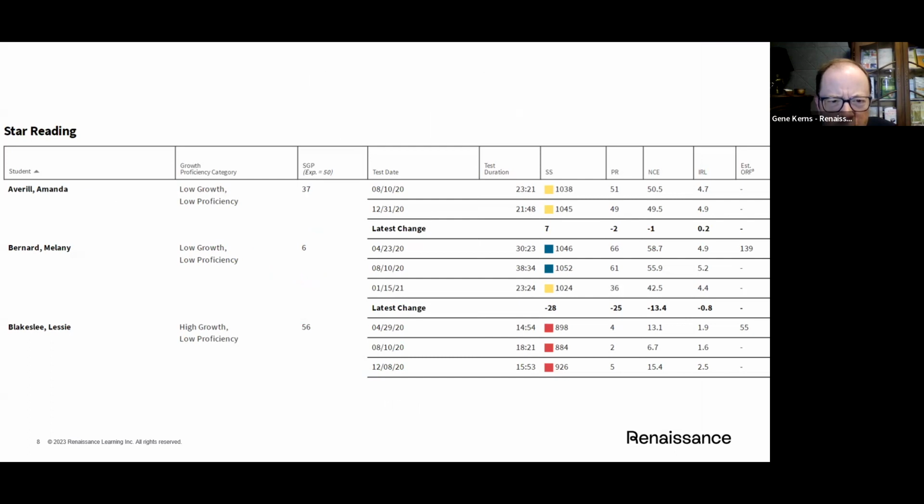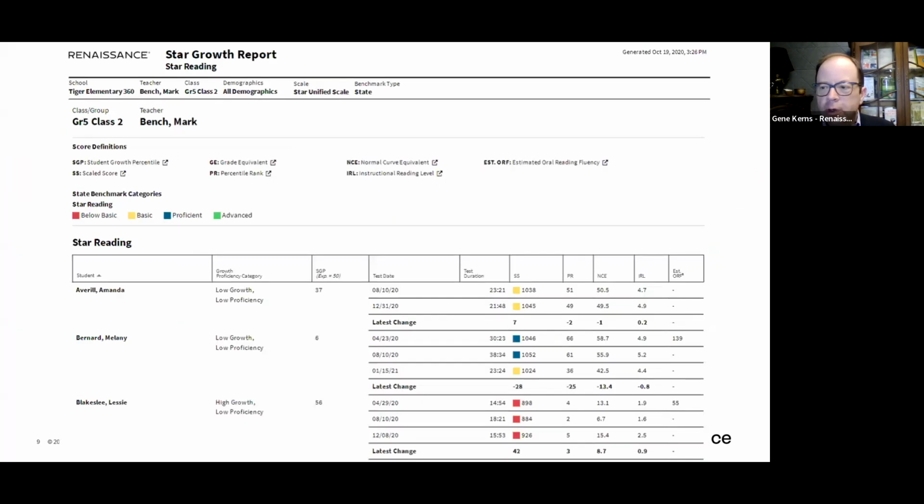Now, I had a slide I skipped on. I must have hidden it. Oh, here it comes. So here's the STAR report. You can go into any assessment, click on reports, or go to reports and choose assessment. There's always a growth report. And what it does is it pulls all of the metrics together. Let me make it a little bit bigger so you can see it a little more easily.